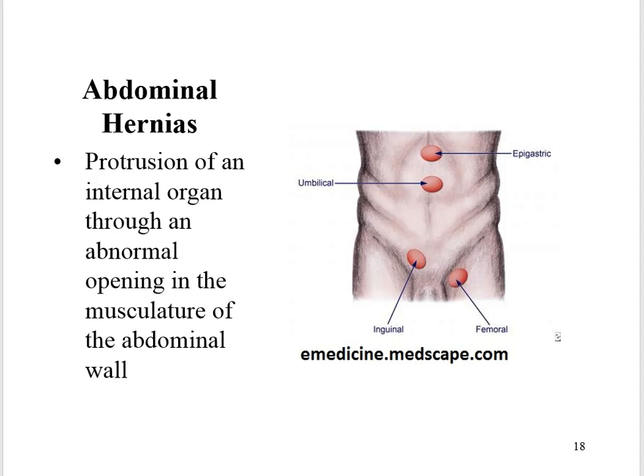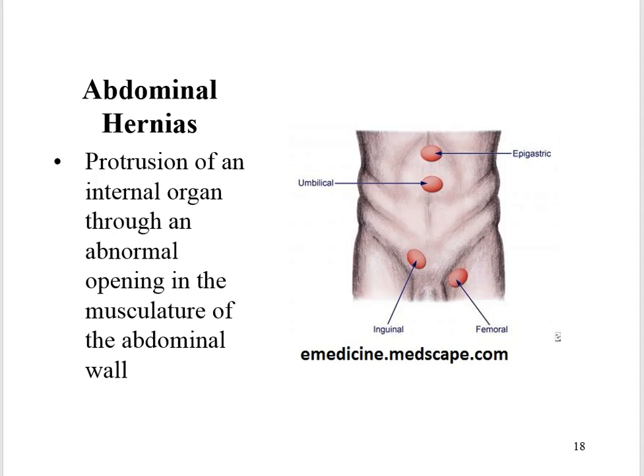Now, these are some other abdominal hernias. This is a protrusion of an internal organ through an abnormal opening in the musculature of the abdominal wall. Typically, it's a portion of the intestines, and it's categorized according to the location of the herniation.